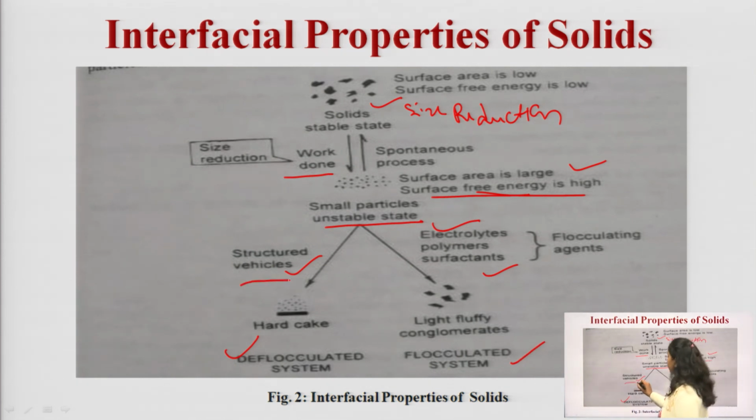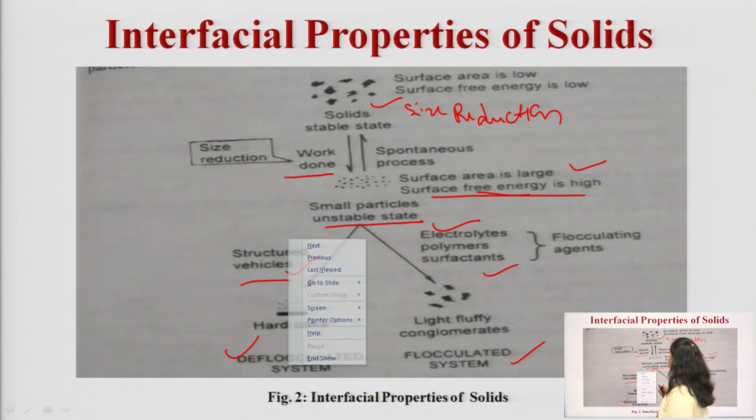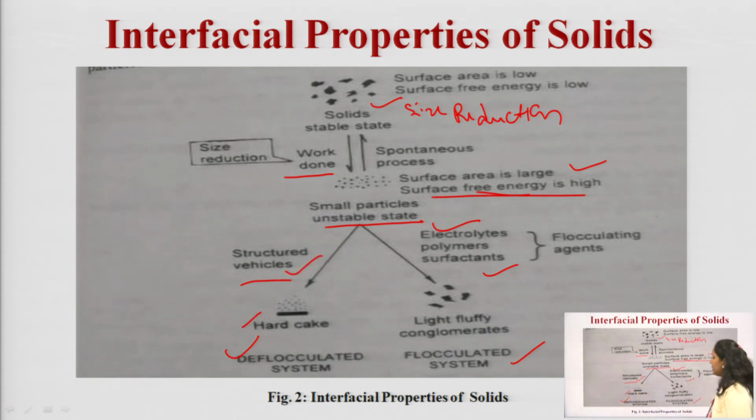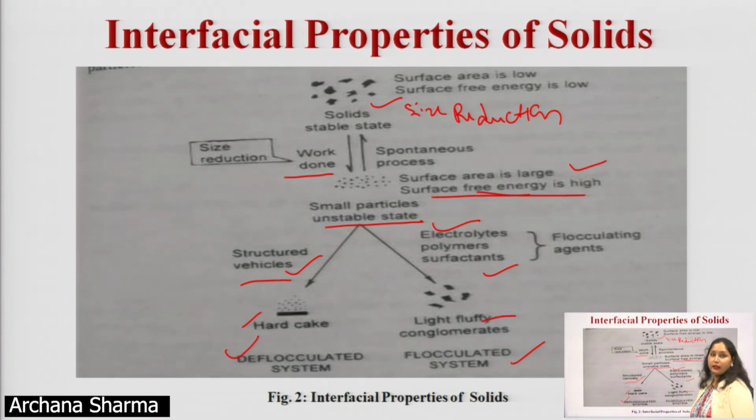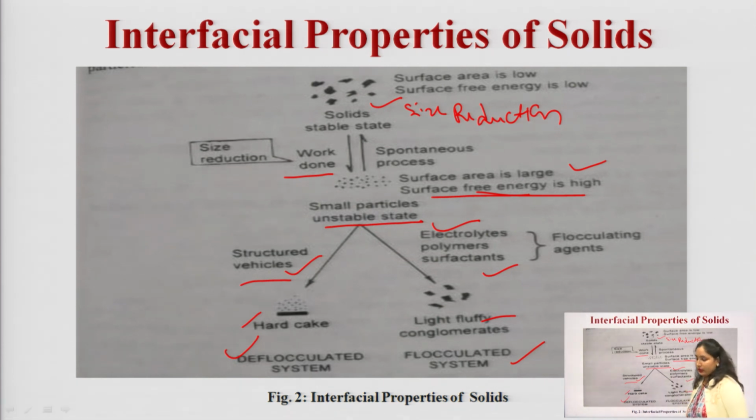By adding structured vehicles, in case of deflocculated suspension, hard cake formation will take place, and in case of flocculated suspension, light fluffy conglomerates or aggregates form, as well as the formation of loose cake. Thank you.